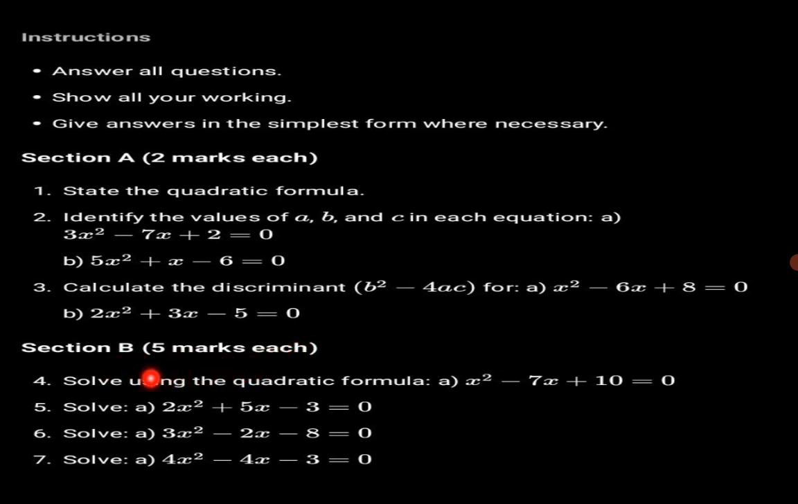In section B, you are required to solve the following equations using the quadratic formula. x squared minus 7x plus 10 equals 0. Solve 2x squared plus 5x minus 3 equals 0. Solve 3x squared minus 2x minus 8 equals 0. But first of all, check the discriminant. Find the discriminant, which will determine whether the equation has two real roots, or two solutions, or just a single solution, or no solution at all. Because that's what the discriminant will help you to do.